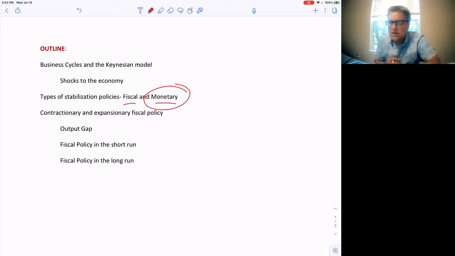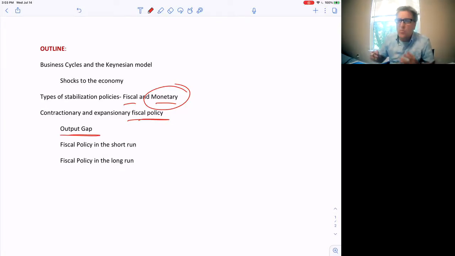Although fiscal policy is used sometimes too, as has been used in the last two recessions. So this module, we're going to be talking mainly about fiscal policy. In another module, we'll be talking about monetary policy and show how they work, especially in terms of this Keynesian aggregate demand, aggregate supply model.